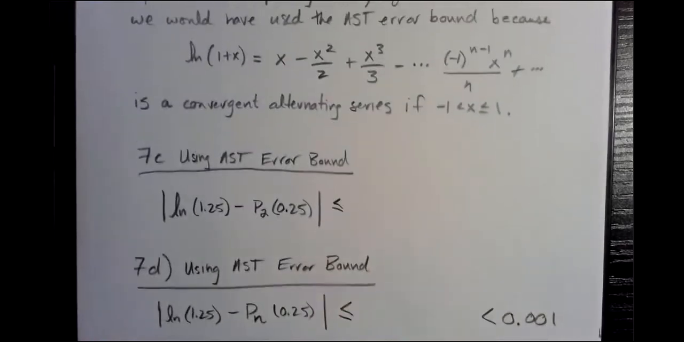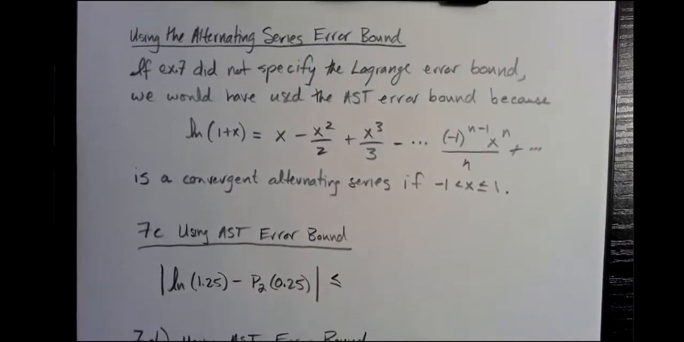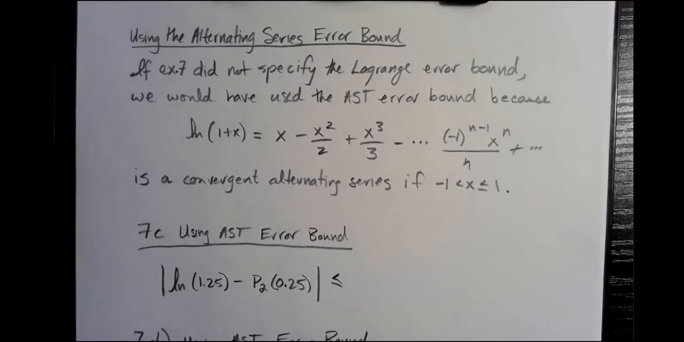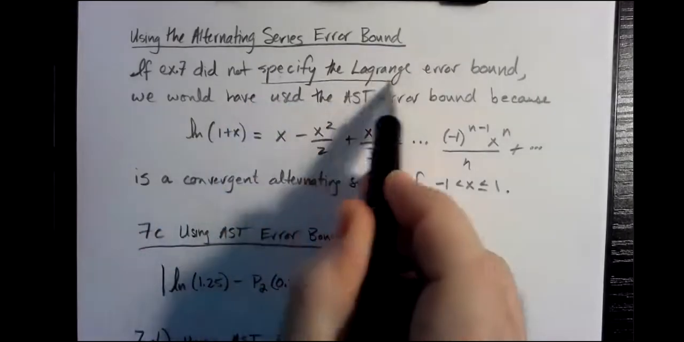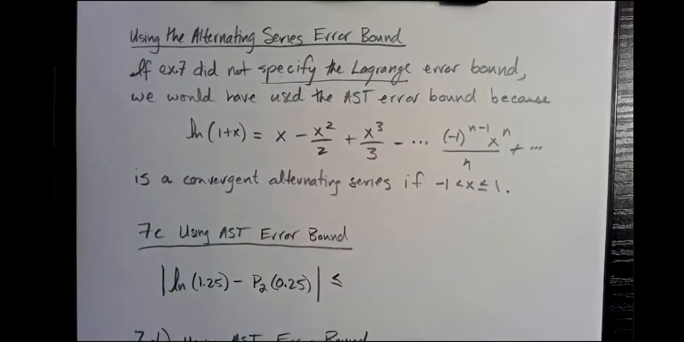Okay, so that is the end of example 7 as it was written in our lesson. But I want to go back and make a comment here that's actually very, very important in terms of quiz and test problems. Example 7 specified that we use Lagrange. It said use the Lagrange error bound.